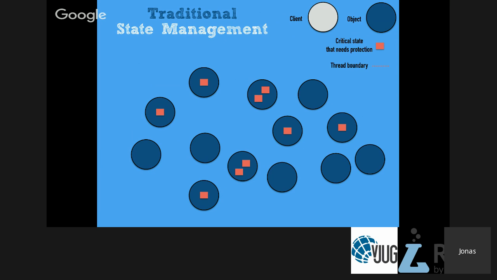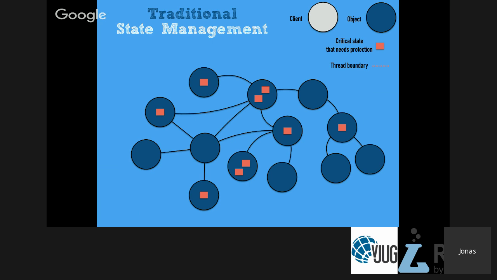So let's now take a look at traditional state management, the way we've been dealing with this in most enterprise systems and JEE systems. The legend: the white circle is the client, the blue ones are objects in the system, the red square is critical state that needs protection, and the dotted line shows where the thread boundary is. In most traditional systems, we have a whole bunch of connected objects, and the critical state is usually scattered all across the application.